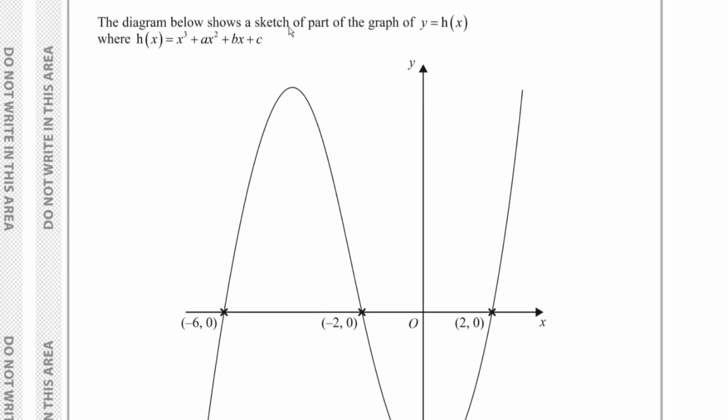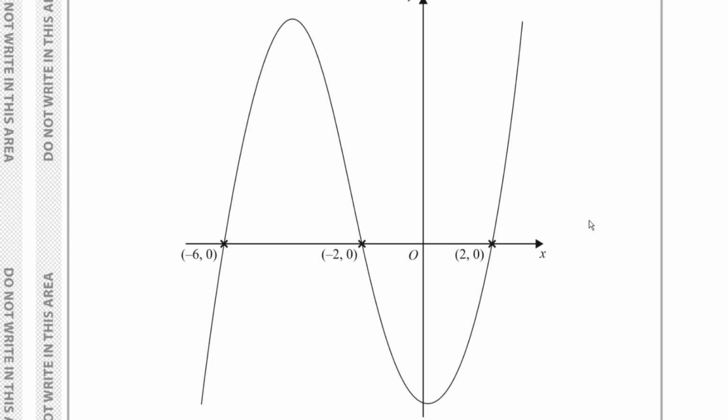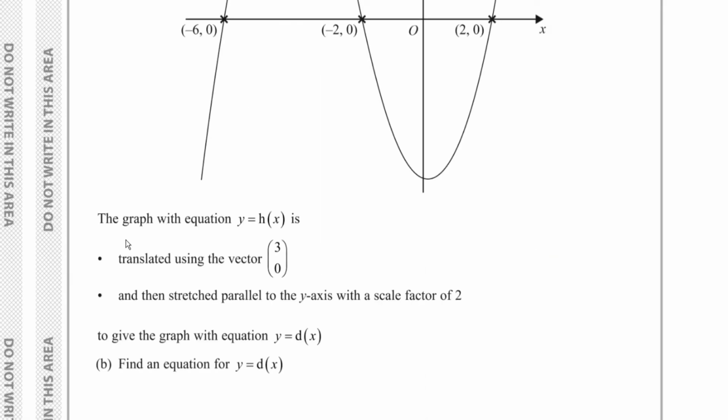The diagram below shows a sketch of part of the graph of y equals h(x), where h(x) equals x cubed plus ax squared plus bx plus c. We see that graph here. The graph with the equation y equals h(x) is translated using the vector (3, 0), and then stretched parallel to the y-axis with a scale factor of 2 to give the graph of y equals d(x). Part B. Find an equation for y equals d(x).